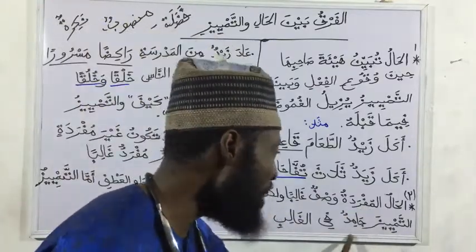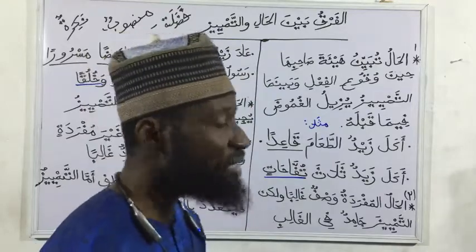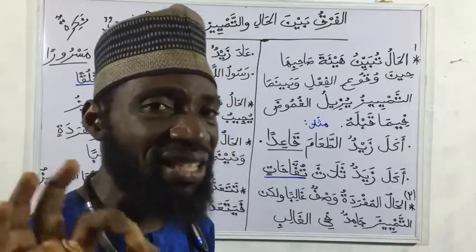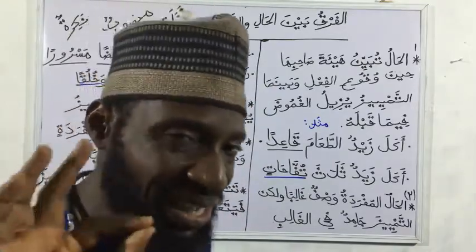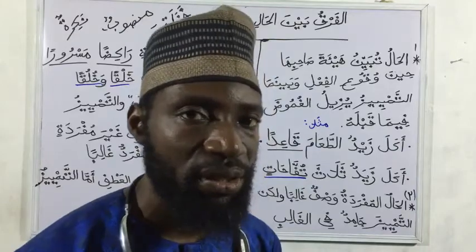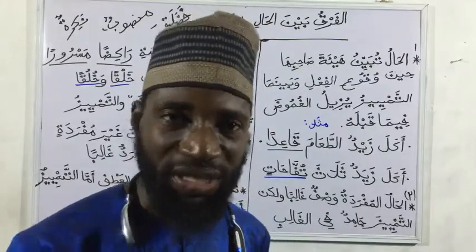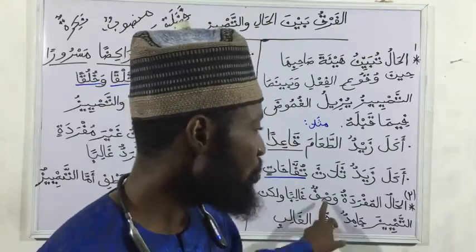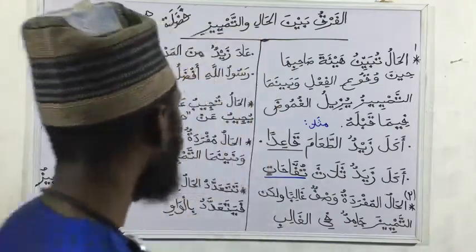Walakin at-tamyizu jamidun fil ghalib. But if it is tamyiz, most times tamyiz is a static noun. Most times static noun, nouns that are static, they are not a wasf, they are not adjectives. Like stick, like book, like hair, like house. Those are what tamyiz are most times. But this one, they are mostly adjectives if it is hal. So let's look at examples.